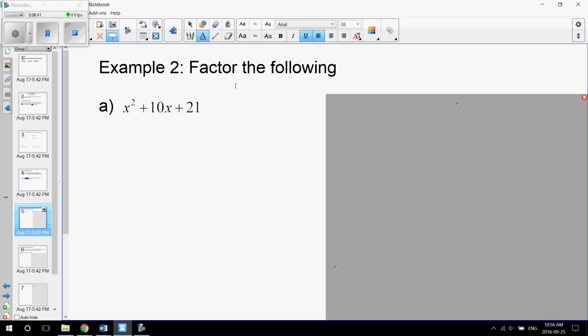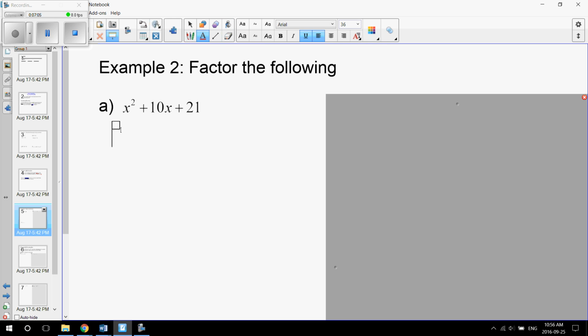So again, in our second example, we're asked to factor the following. This time we have three pieces because it's a trinomial. We have an x squared, a 10x, and this plus 21. So again, you'll notice, look in front of this x squared here. There is no number sitting in front of that x squared. So we can just do that by inspection.